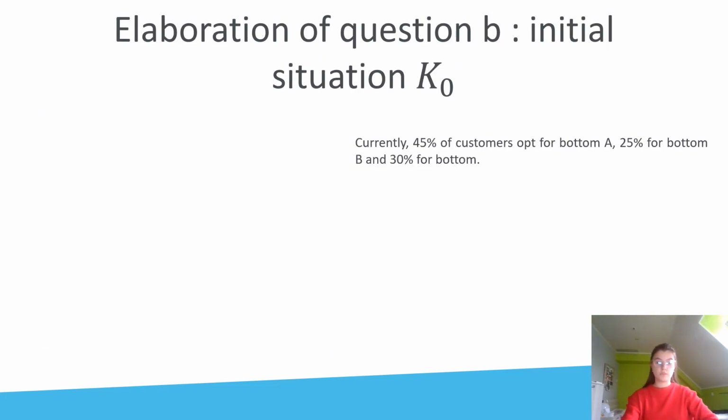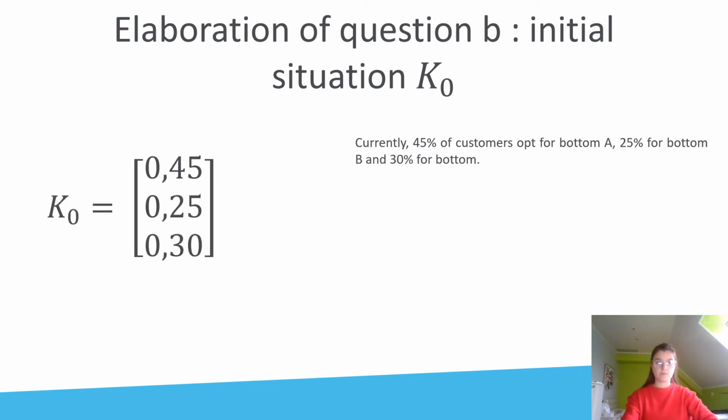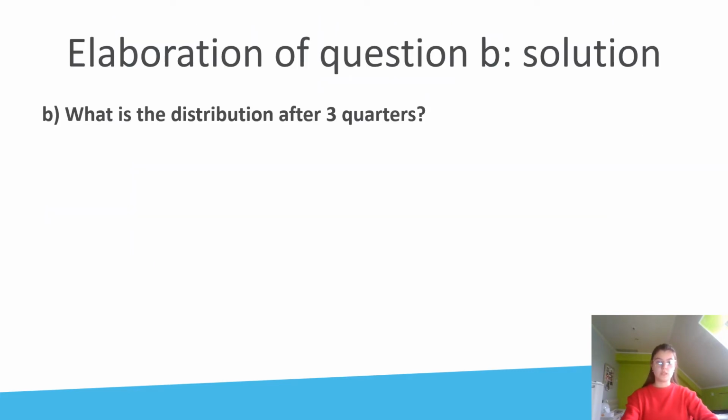To solve question B, we need the current distribution of the customers. Currently, 45% of customers opt for bottom A, 25% for bottom B, and 30% for bottom C. We can write this data in a column matrix with 3 rows, like this. To know the distribution after 3 quarters, you use this formula: the transition matrix raised to the power of 3, because 3 quarters, multiplied by the initial situation matrix.